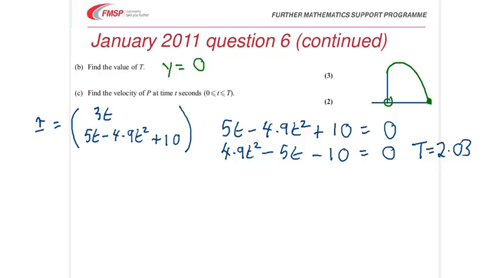Alright, that's found the value of t for part B. For part C, you want the velocity of P at time t. You can either go back to the start of the question and do this from first principles and use v equals u plus at to write down the velocity, or the simplest way is to differentiate, because velocity is the rate of change of the position vector. So v is 3 and 5 minus 9.8t, as you probably expected if you're used to these questions. And that's that bit done. So two more bits to do.